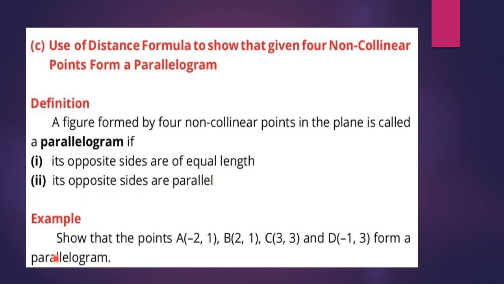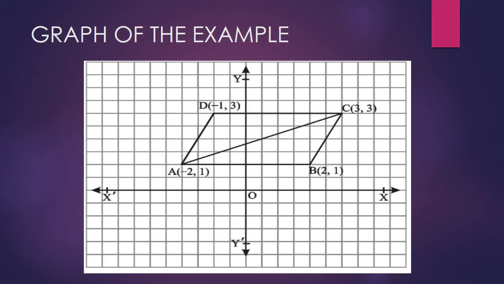For example, show that the points A, B, C and D form a parallelogram. Let's find out the lengths of their sides and let's check whether the opposite sides are of equal length or not. These must be of equal length for a parallelogram. You can see the graph of the parallelogram.